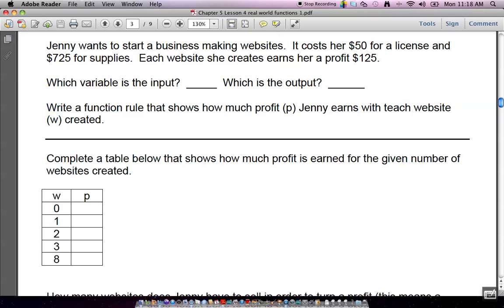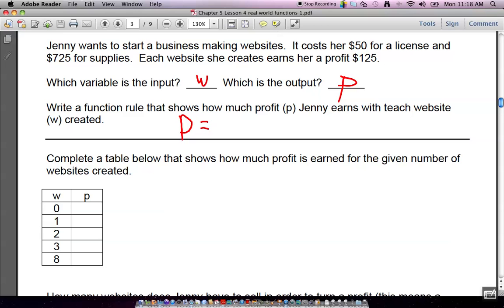Now, we have two variables here, W and P. Which one is input, the W or the P? W, good. Which is the output? P. Very good. So input is W, output is P. Write a function rule that shows the profit Jenny earns with each website she creates. So the profit, the output, is how much money she gets for every website she creates.